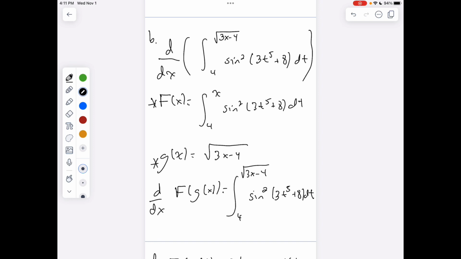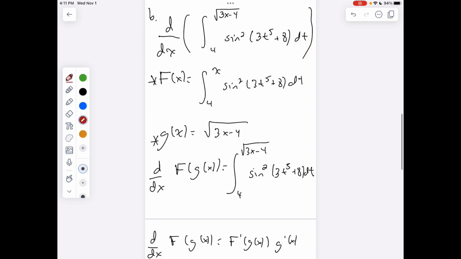However, what you can do is rewrite the integral function as a composition. We take a big function, call it big F of x, and that would be the integral from 4 to x of sine squared of 3 to the t to the 5th plus 8 dt, and g of x equals the square root of 3x minus 4. Think of g as the inside function, and this whole thing is the outside. Then we can look at this as a composition with F being that integral function and g being the square root of 3x minus 4.